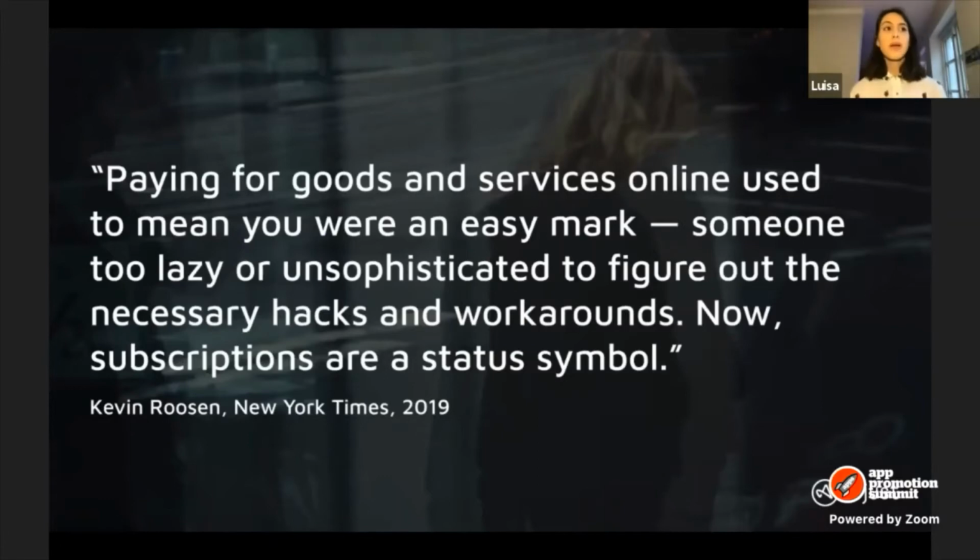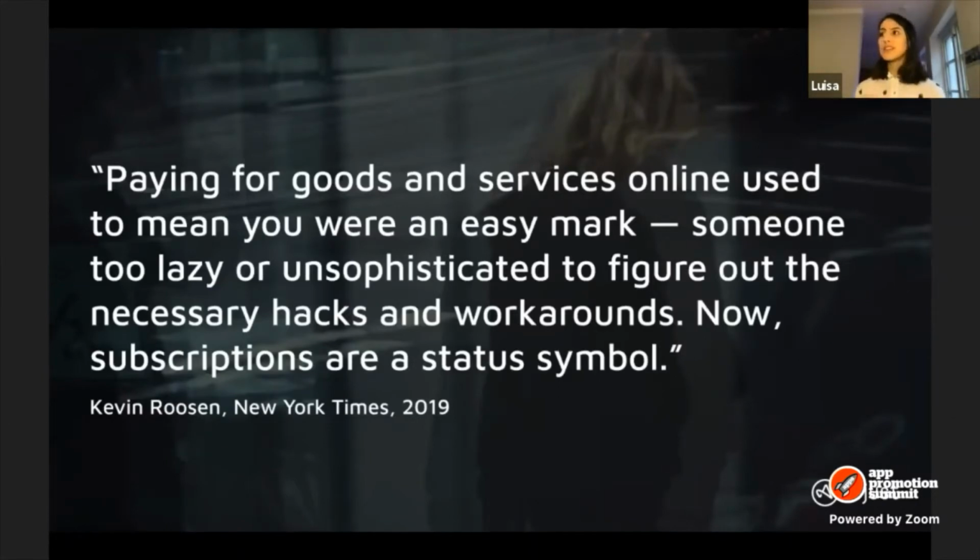I remember quite well when I used to talk to my friends in the past and say, hey, I'm paying for this new service online. It's very nice. You should try it. They would frown and look at me and say, are you paying for something online? Why are you doing that? Because a few years ago, it was very common that if you were paying for something, you were seen as, Kevin Roose says, an easy mark. Someone really too lazy or unsophisticated to figure out what you could do to get that thing for free, for the worse of copyright, if you ask my opinion.